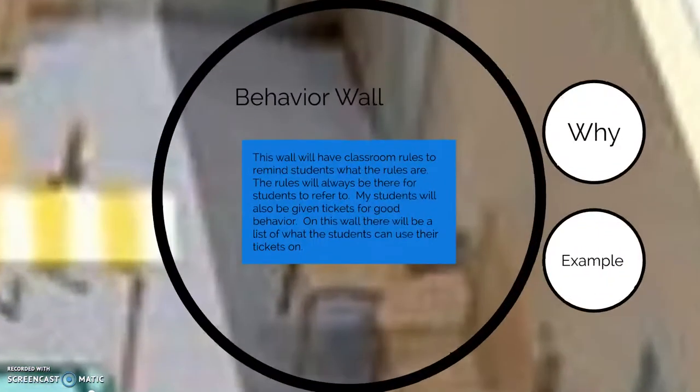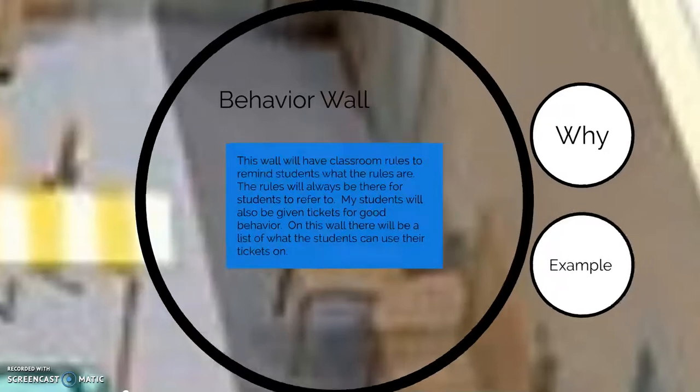The second spot I have is the behavior wall. This wall will have classroom rules to remind students of what the rules are. The rules will always be there for students to refer to. My students will also be given tickets for good behavior. On this wall, there will be a list of what the students can use their tickets on.